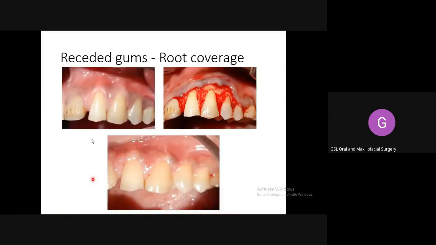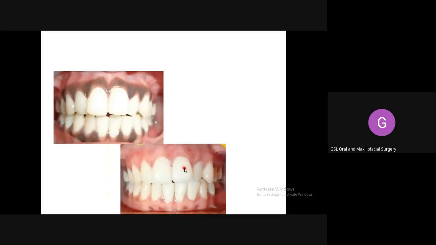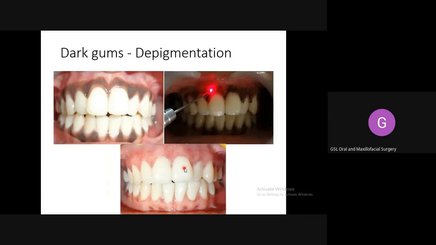Another procedure is root coverage procedures. Okay, so you can clearly see the recessions which are present in these particular teeth. Okay, so this is the normal CEJ, and the yellowish part you are seeing here is the root surface. So the root surface has been exposed in these teeth. So what we can do is cover the root surface. See here in this particular tooth you cannot see the root surface. Okay, so this procedure is termed a root coverage procedure. Whatever root has been exposed due to periodontal disease can be recovered with the help of a surgical procedure. And this is an aesthetic procedure.